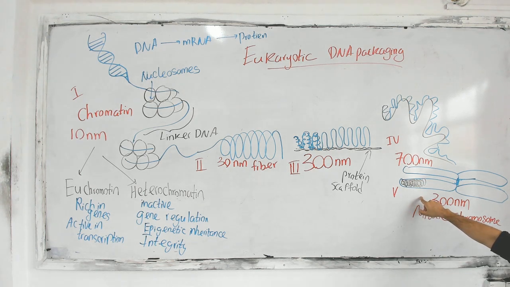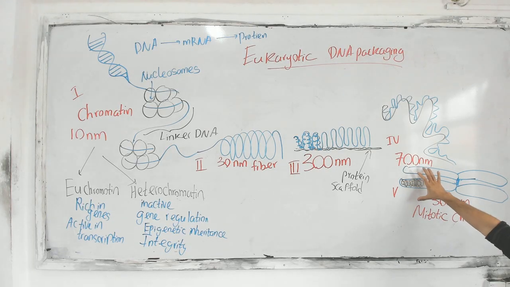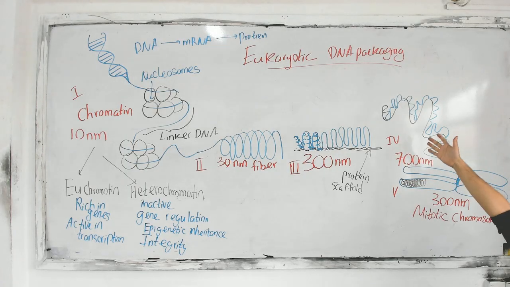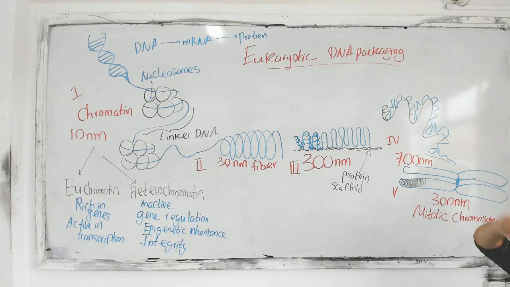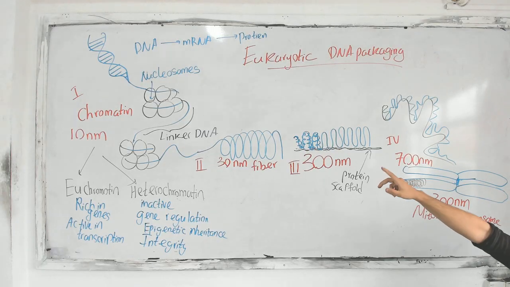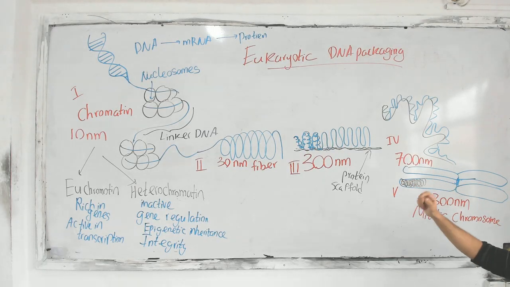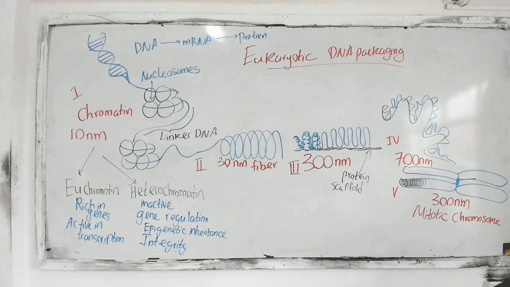What is the phase? Prophase. In prophase, what's going to happen? DNA undergoes condensation. It's the same thing, right? Normally, in a non-dividing cell, DNA is chromatin. When it is about to divide, it undergoes all these to form chromosomes.